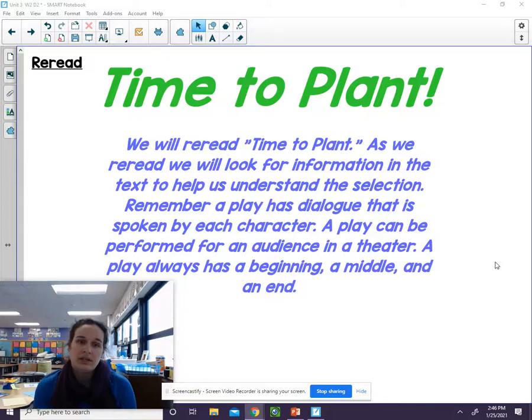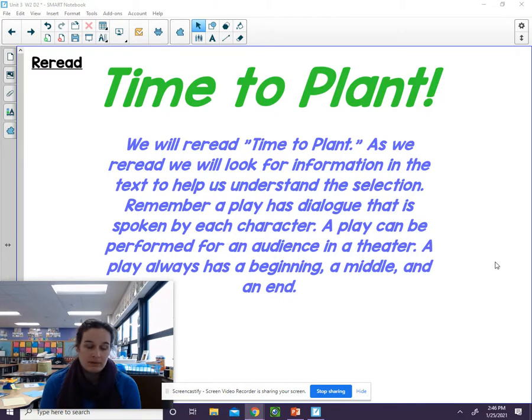We will be rereading Time to Plant. As we reread, we'll look for information in the text to help us understand the selection. Remember, a play has dialogue that is spoken by each character. A play can be performed by an audience in a theater. A play also has a beginning, a middle, and an end.